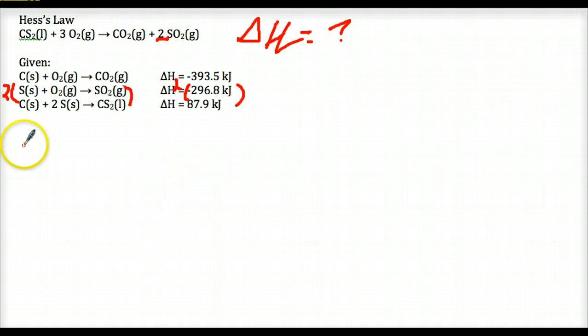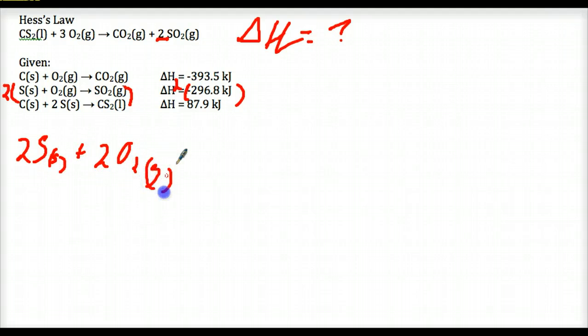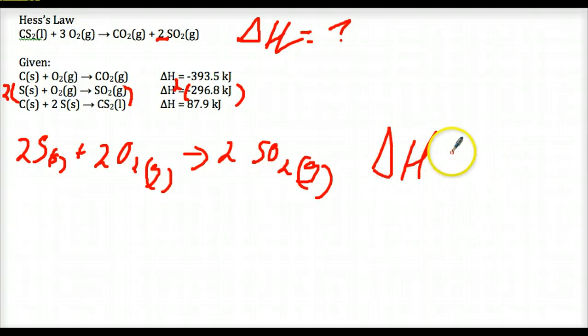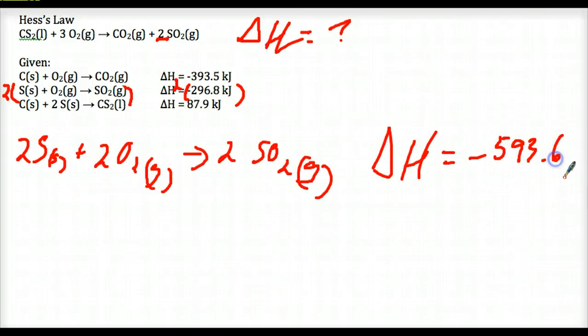Okay, I'm just going to go ahead and rewrite that right now. I have 2 S solids plus 2 O2s, now yielding 2 SO2s. And my new delta H is equal to a negative, I'm actually going to have to crunch this really quick for you. 296.8 times 2, a negative 593.6. Okay, negative 593.6 kilojoules.